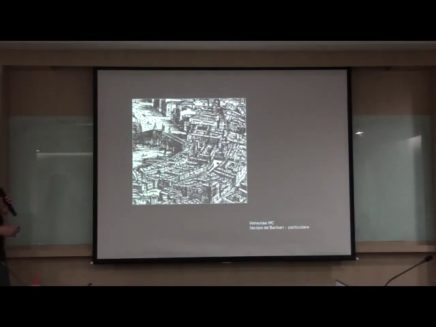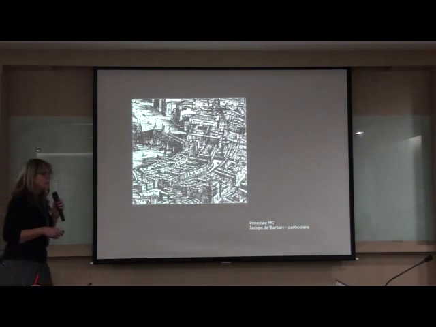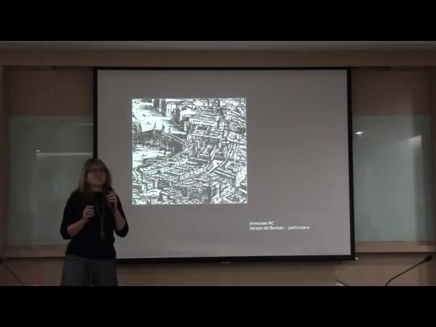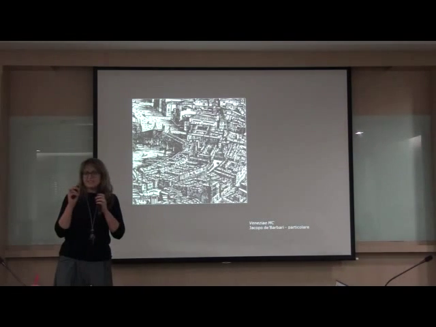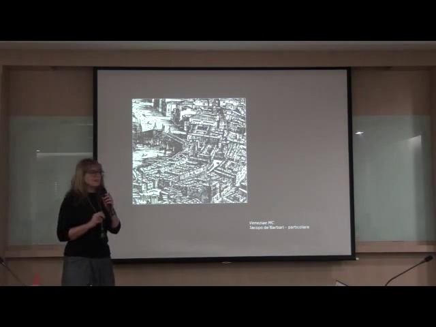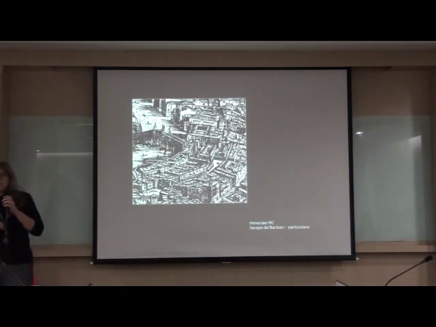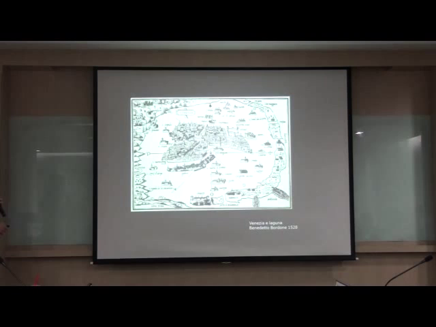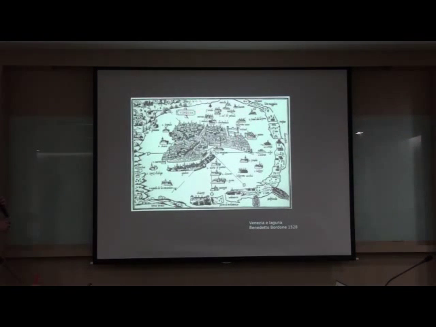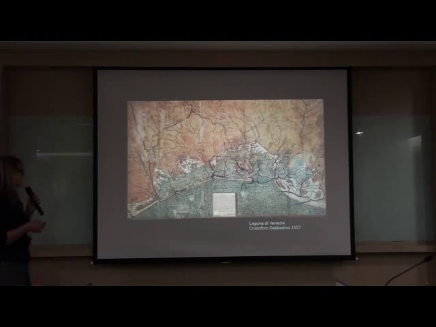Then suddenly, in the 16th century, around 1500, there is one of the most famous maps in the world, the Jacopo de Barbari map of Venice, which is really detailed and full of buildings. So from here you can start to understand that the lagoon is surrounded by a built city, a stone city. It's not a water city anymore.